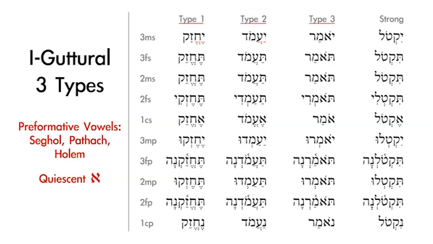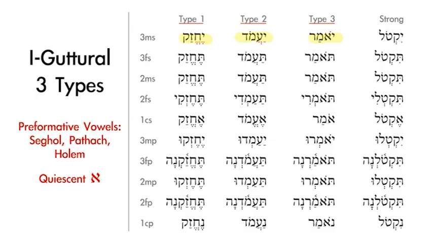What puts each of these verbs in a slightly different category is the preformative vowel. With type 1 verbs, the preformative vowel is segol, as you'll see here. With type 2 verbs, the preformative vowel is patach. And with type 3 verbs, the preformative vowel is holem. Now, the type 3 category only applies to one aleph verbs. There are only 6 one aleph verbs that follow this pattern, but they occur with tremendous frequency. So this type 3 category is very, very important.